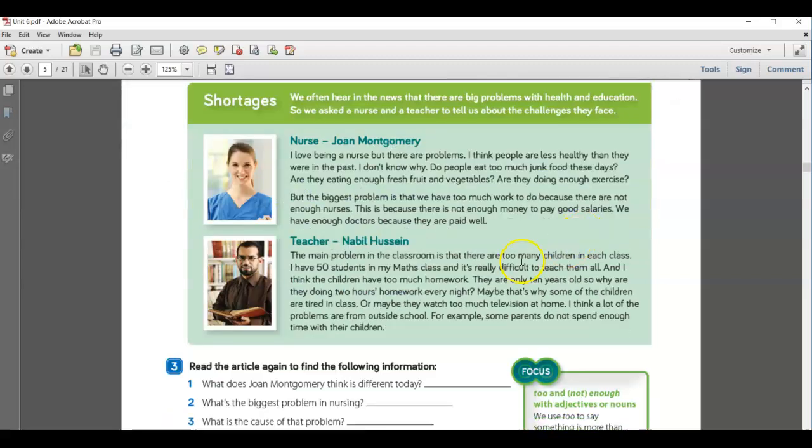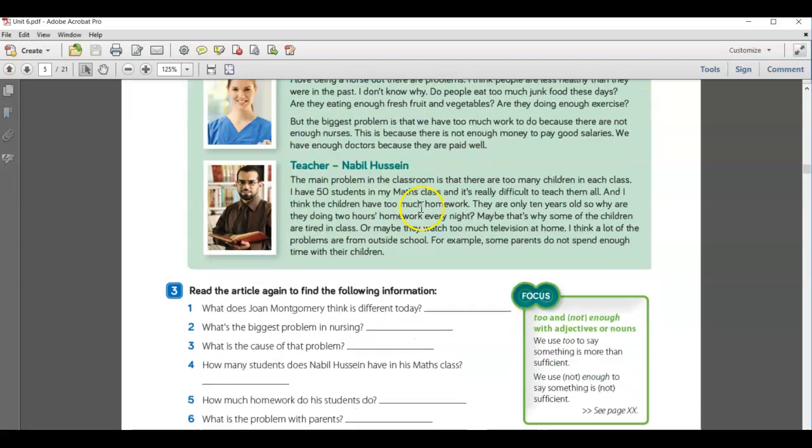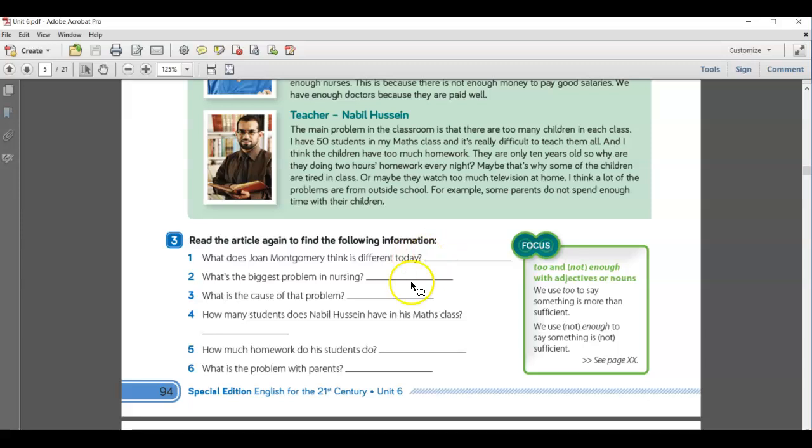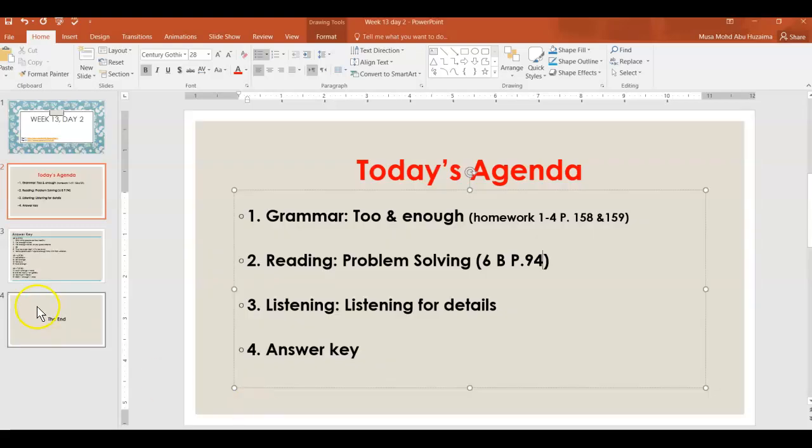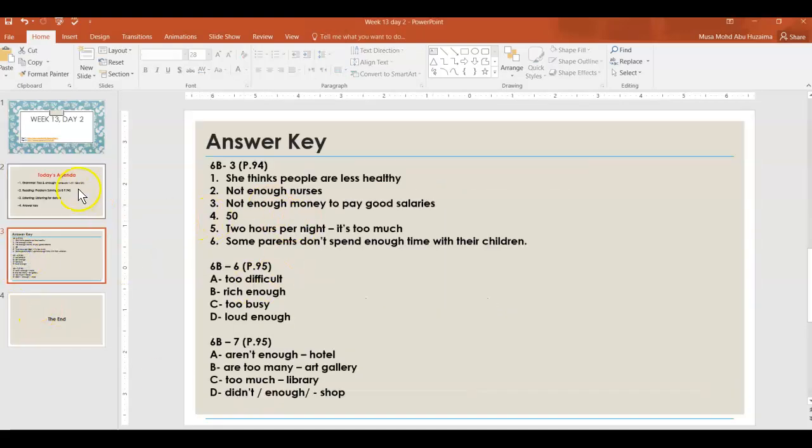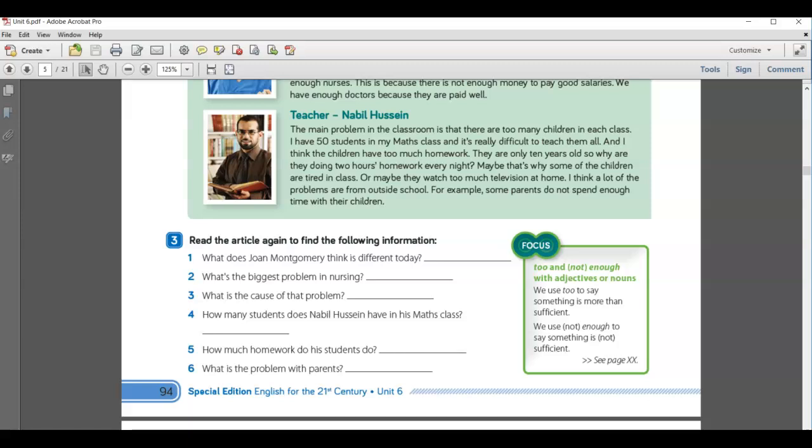What I need you to do now, spend like 20 minutes to read these 2 interviews or these 2 passages. One with the nurse, her name is Juwan, and this one with the teacher, his name is Nabil. After you finish, I need you to answer the questions here. After you finish answering the questions, check your answers. Only after, not now. The answers are given here. So, take 20 minutes.